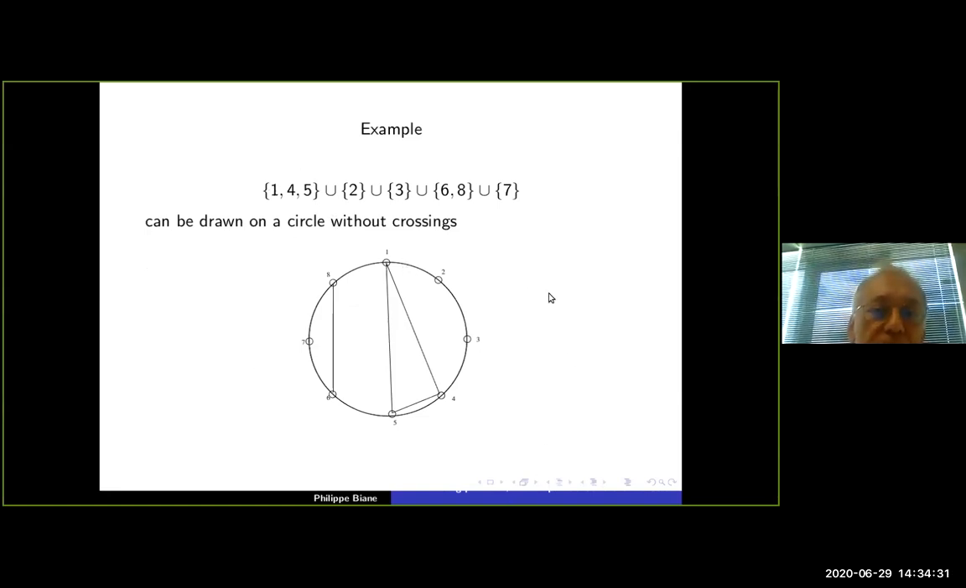And it is very convenient to draw such partitions on a circle. When you draw them on a circle, you have points like 2, 3, and 7, which are parts with only one point. When you have a part with two points like 6 and 8, you can draw an edge between 6 and 8. And when you have a larger part like this one with four elements, you can draw edges between consecutive points. So here you get a triangle. And the point is that all these edges do not cross, except maybe at the boundaries. Okay, so this is a non-crossing partition.